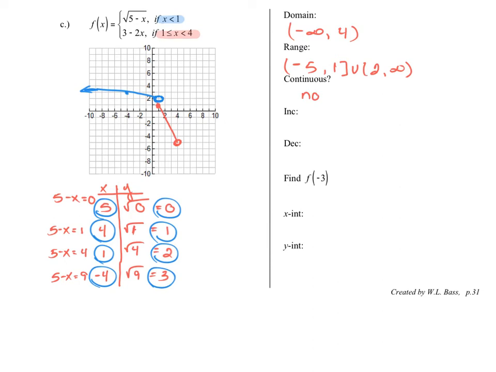Where's the graph increasing? As I move from left to right, this graph is not increasing anywhere. So we're going to say none. Where is it decreasing? It's decreasing on its entire domain. So we can actually repeat our domain here. So it is decreasing on the entire domain.